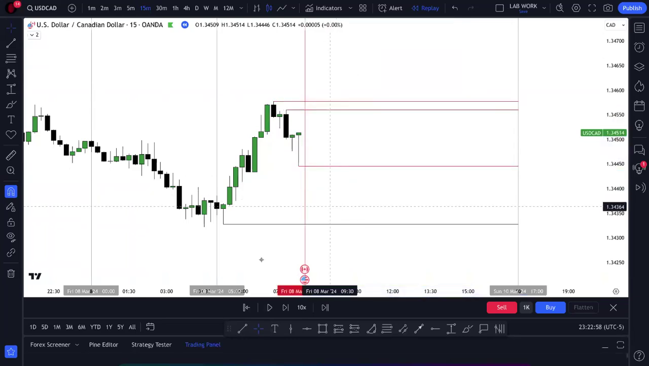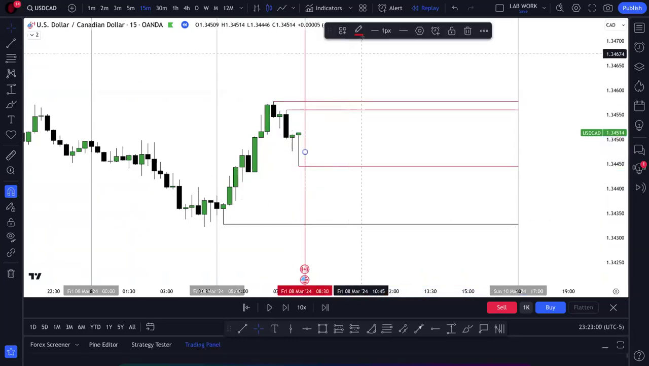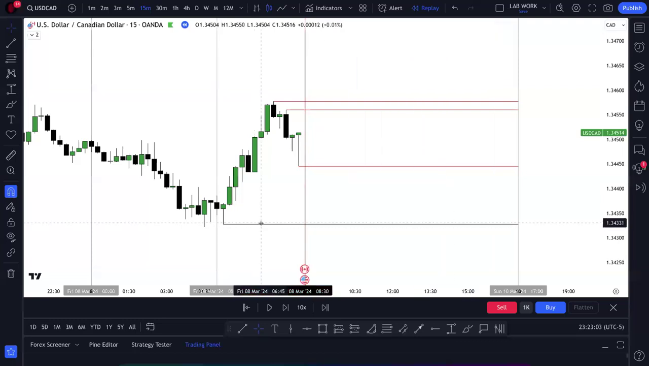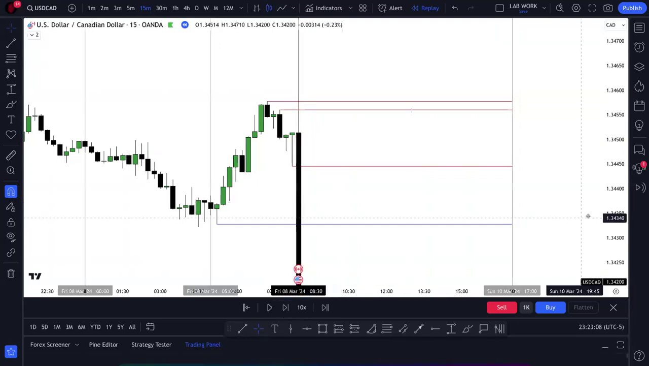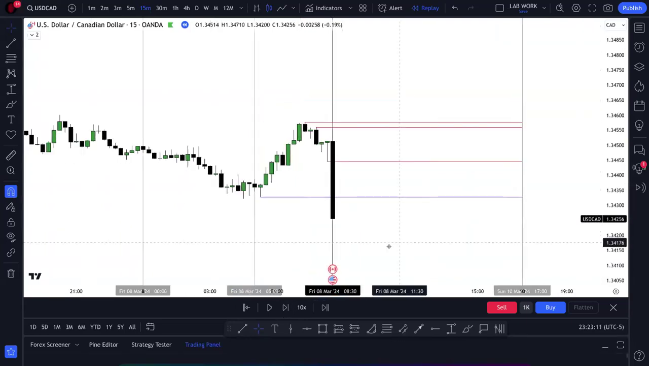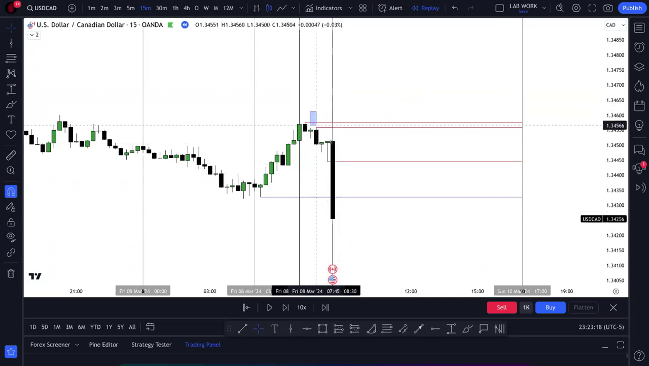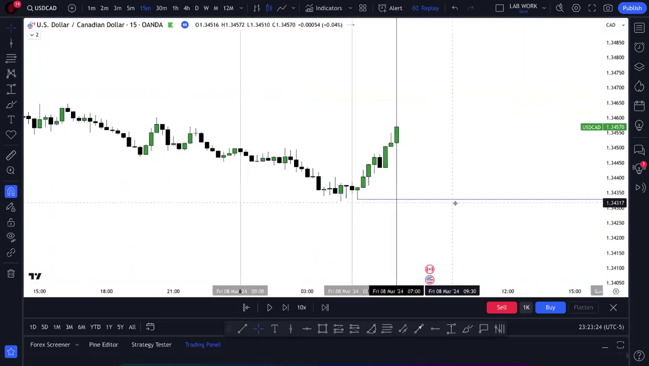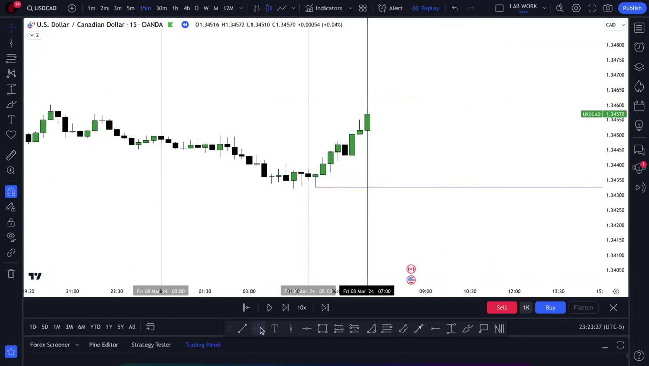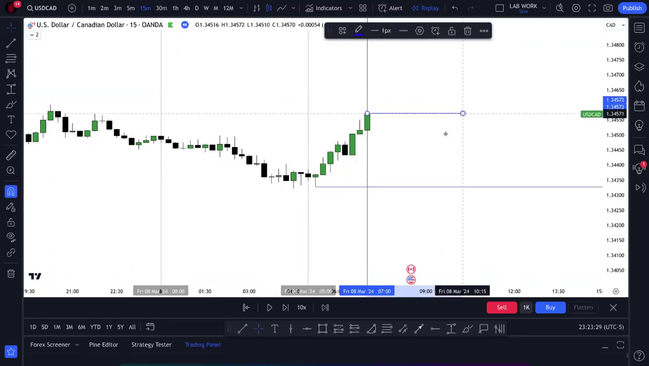Buy side. There we go. The sell side. Play it forward. Price runs. Wait, hold up. Silly me. Sell stop, buy stop up here. The highest high we have here, so we have to use that one.